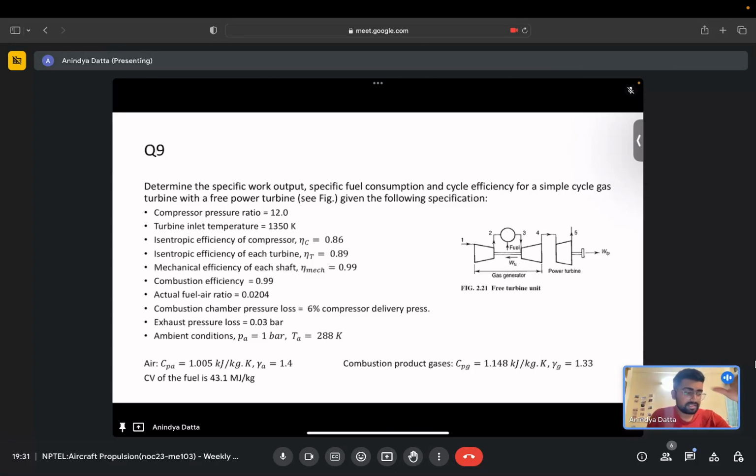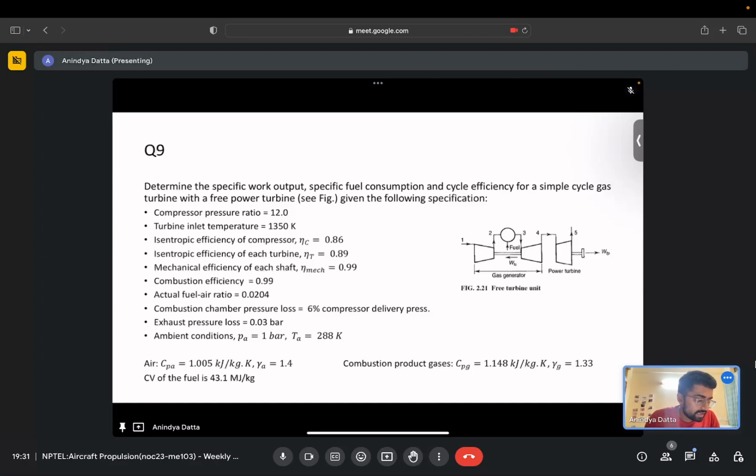If you remember, I think in the first session, I discussed that this kind of arrangement, because it has two shafts, can be used for different loads, like variable loads, and gives some flexibility, while when you have a single shaft we can use it only for fixed loads and at fixed speed. But when you have a separate power turbine, this can be used for variable loads as well. Okay, let's go through the problem.